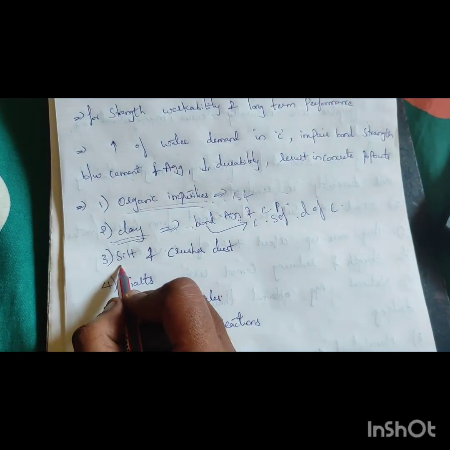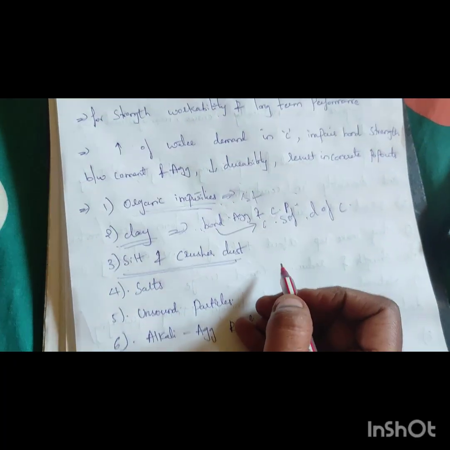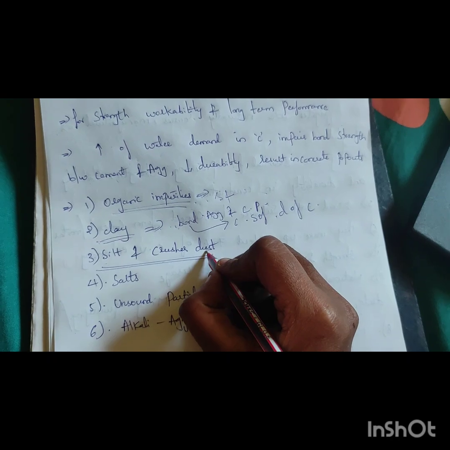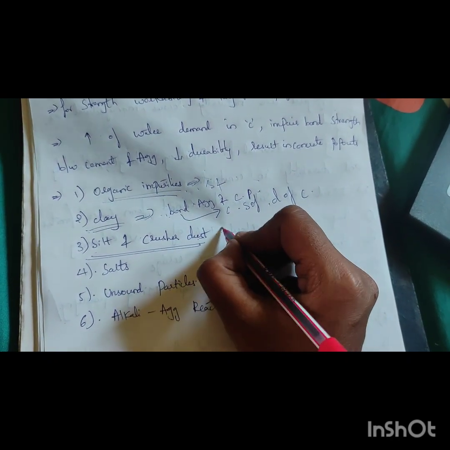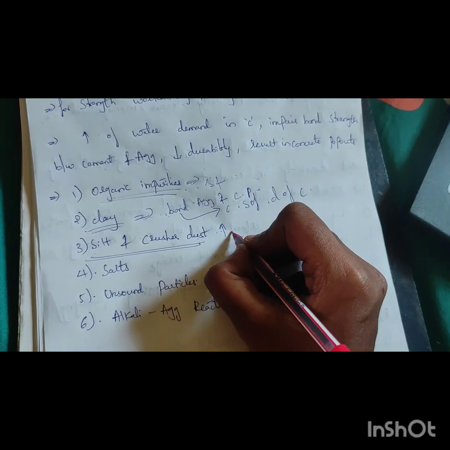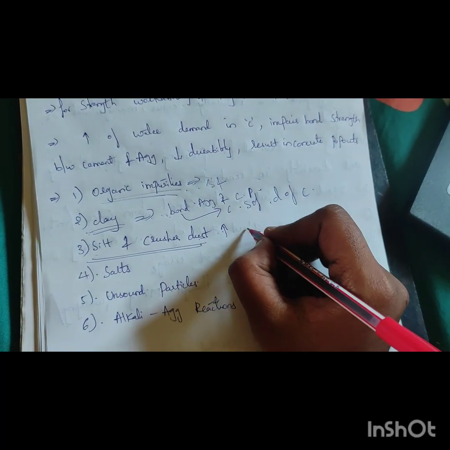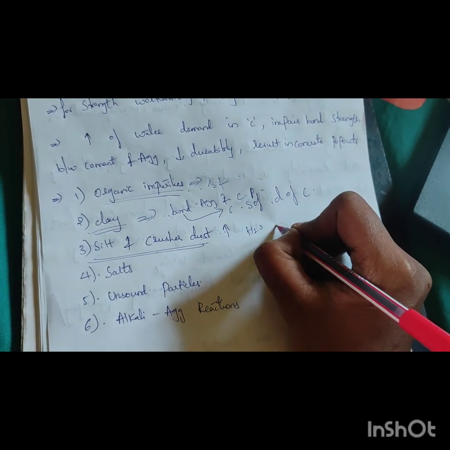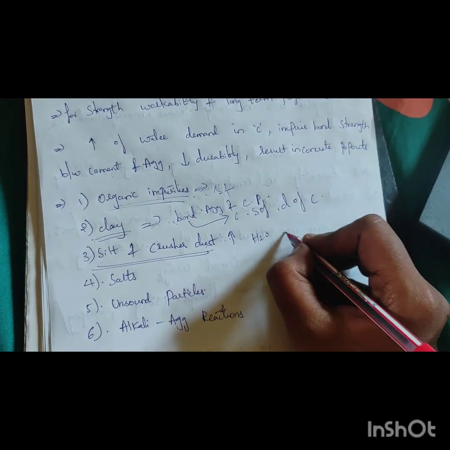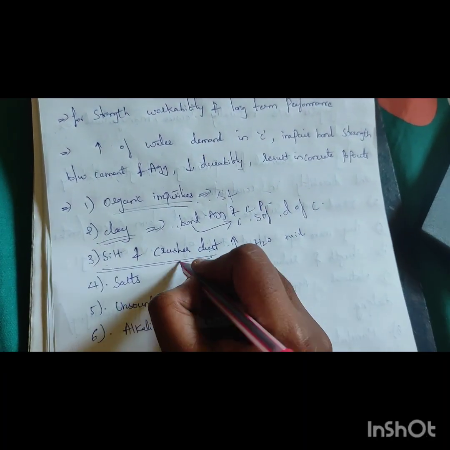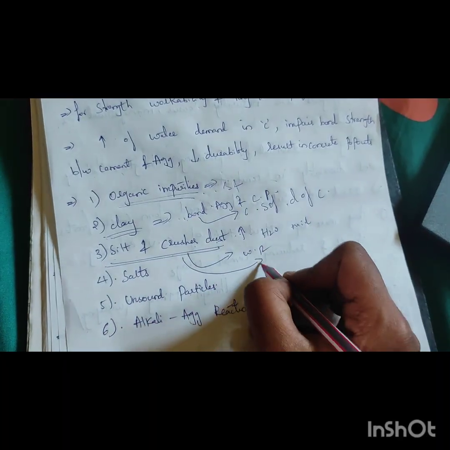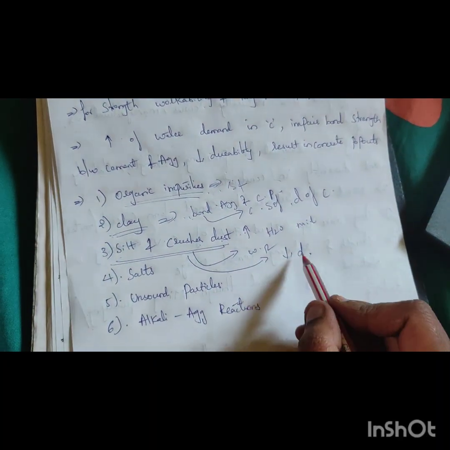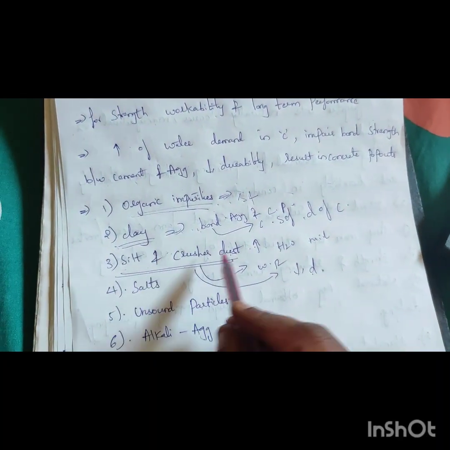Understand? The next one is silt and crusher dust. Owing to their fineness, silt and dust increase the surface area, and so increase the amount of water necessary to wet the particles in the mix. They also impair wear resistance, and silt and crusher dust reduce the durability. So in this way they negatively affect concrete.